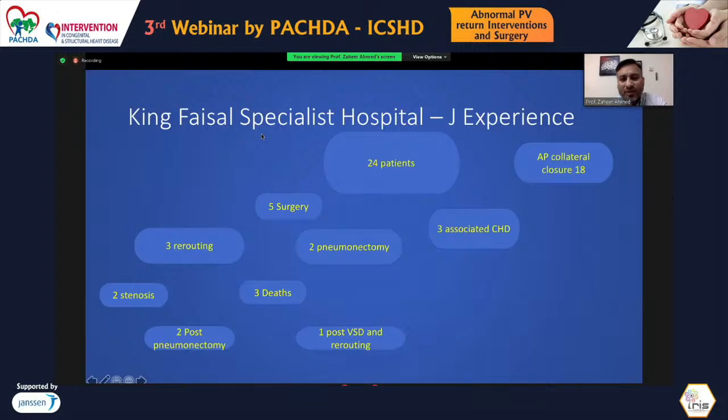In our local experience, we had 24 patients, out of them 5 had surgery: 3 had rerouting and 2 had pneumonectomy, and there were 3 deaths. Both patients who had pneumonectomy died, and that again tells you that both had bad prognostic factors, severe pulmonary hypertension, and they could not survive. Out of the rerouting patients, 1 patient died. He was an infant, and the other two survived, although one of them had pulmonary vein stenosis.